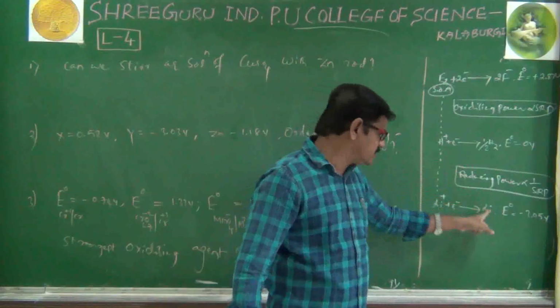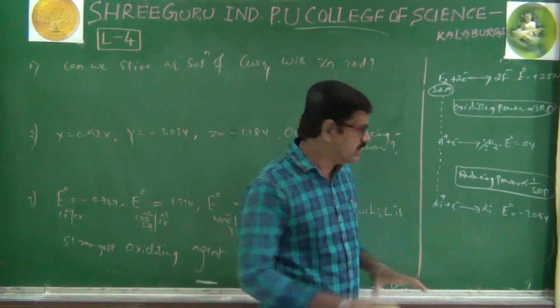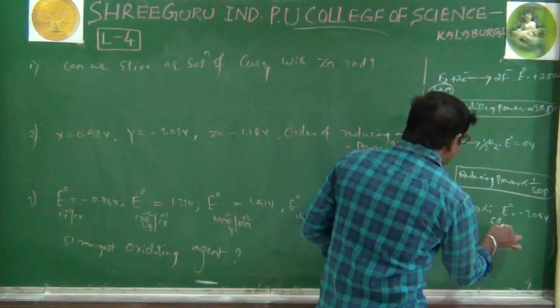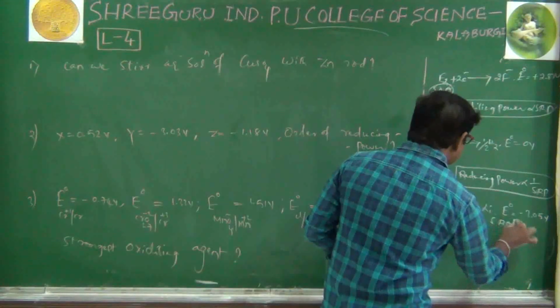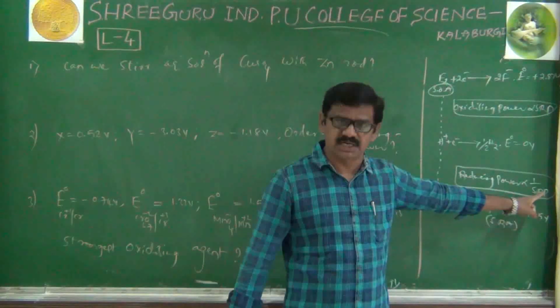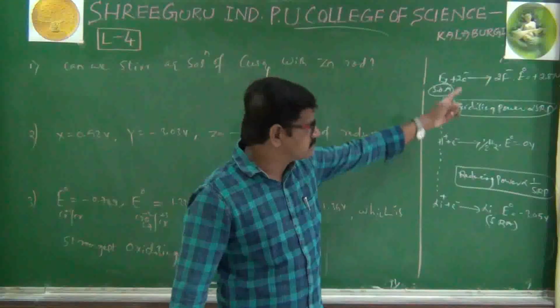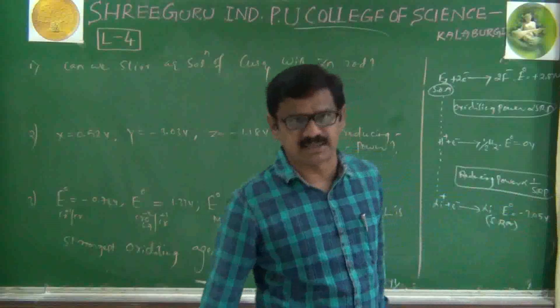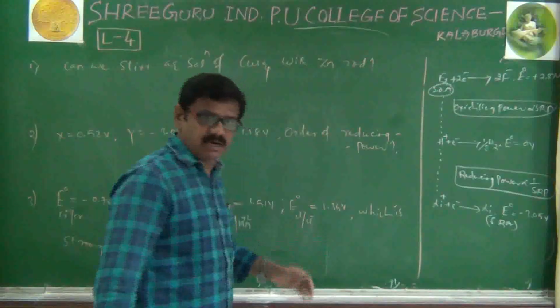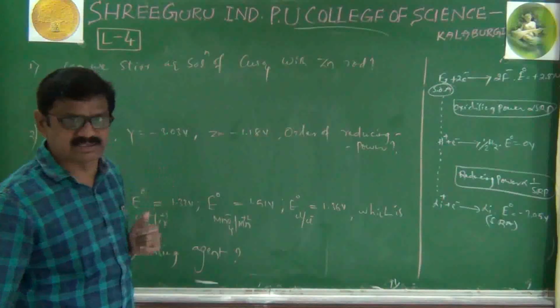Next, lithium, because of its lesser SRP value, acts as a strong reducing agent. Therefore, reducing power is inversely proportional to SRP values. Of course, we discussed this concept in the last class. Now we will discuss some problems based on the applications of the electrochemical series.